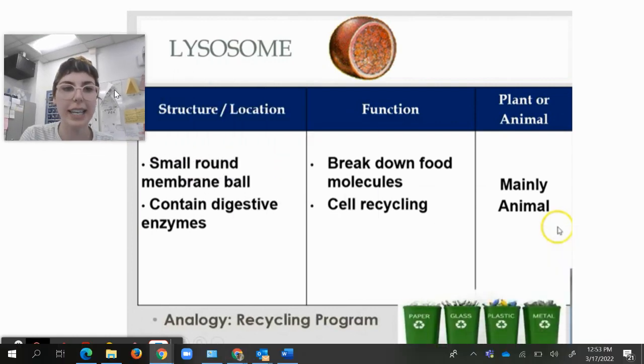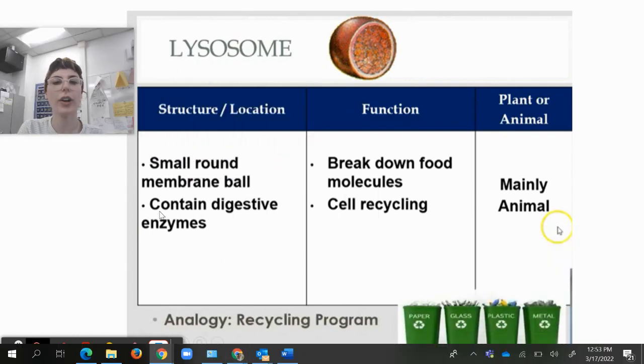Okay, let's talk about the lysosome. The lysosomes are small, round membrane balls. And basically, what is inside of them is very similar to what's inside your stomach. They have lots of digestive enzymes to break stuff down. Just like our body creates waste product, so do our cells. And our cells aren't going to leave that junk lying around in the cell. They want to break it down and get rid of it as waste. And so its job is to break things down with those digestive enzymes and recycle it.